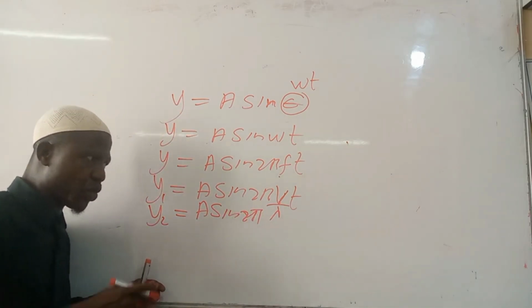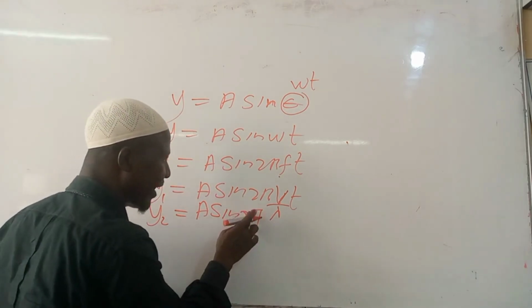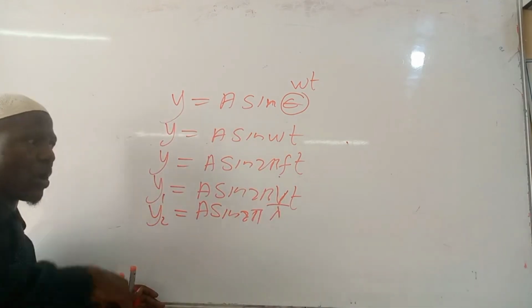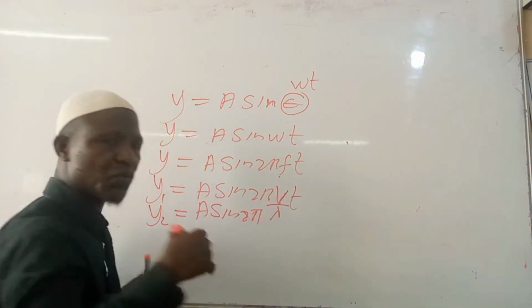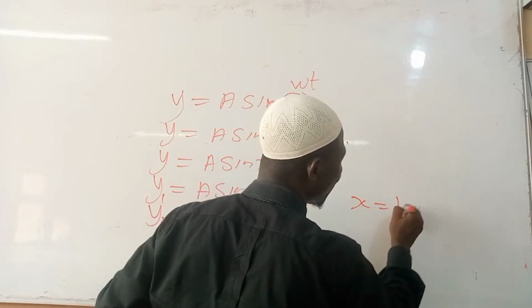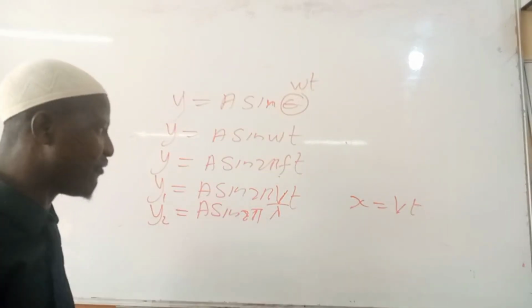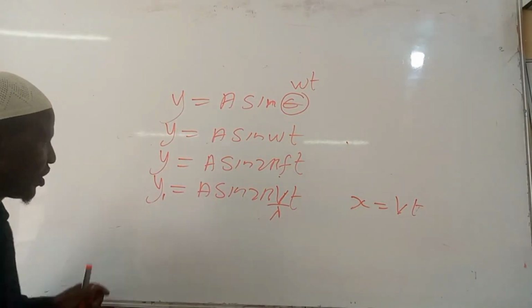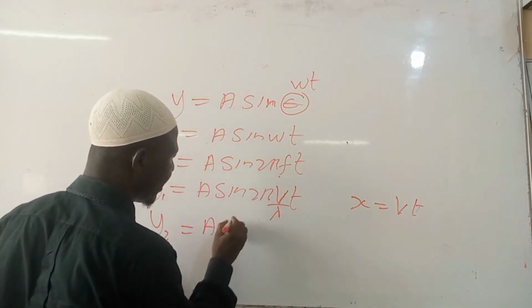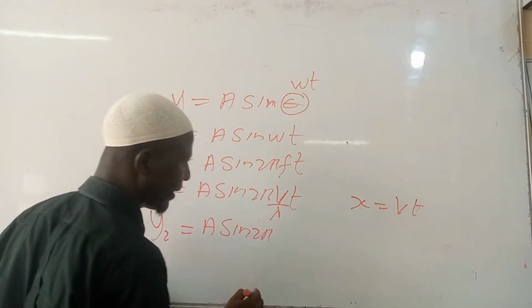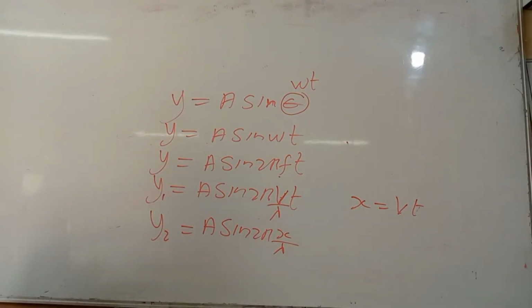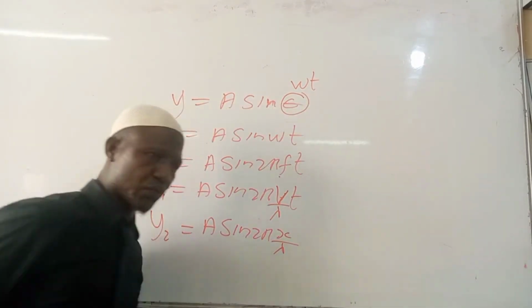But instead, we just want to make some difference between the first and the second one. This first one, vt, will be here. Then the second one, we want to replace it. Instead of vt, we want to use x because our x is equal to vt, just to make it different from the first one. Therefore, for the second one, y2 is equal to a sine 2 pi, then instead of vt, we have x over lambda. Simple. So this would now lead us to take note of the equation of progressive wave.